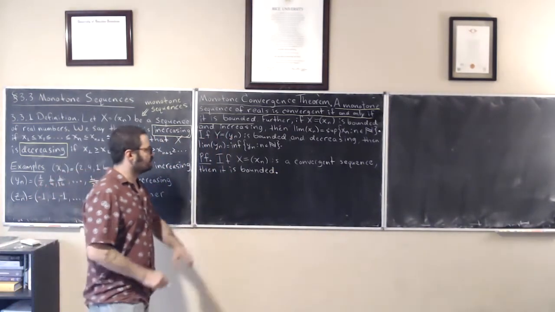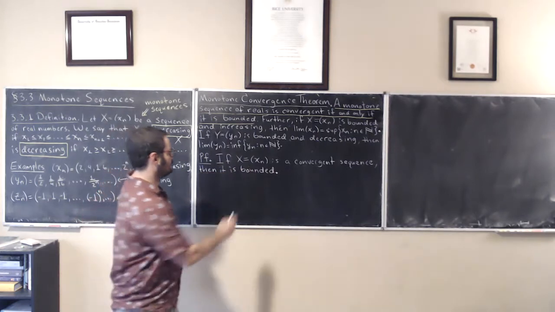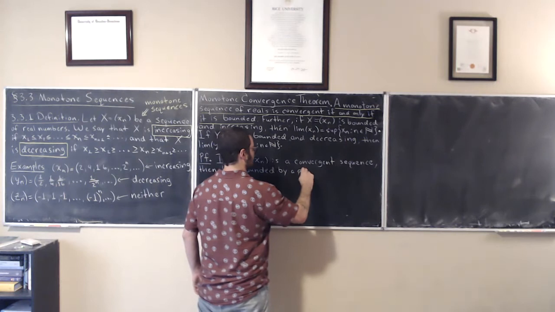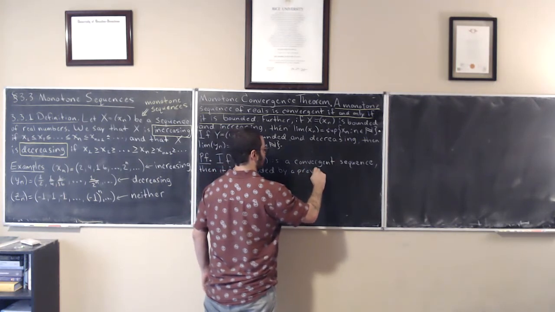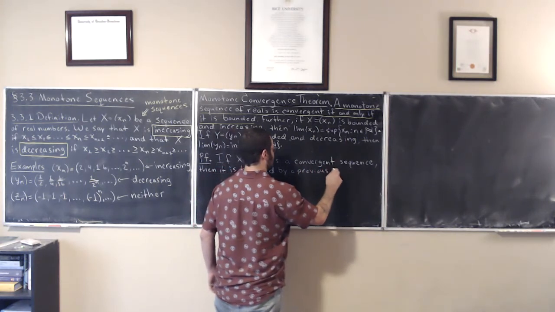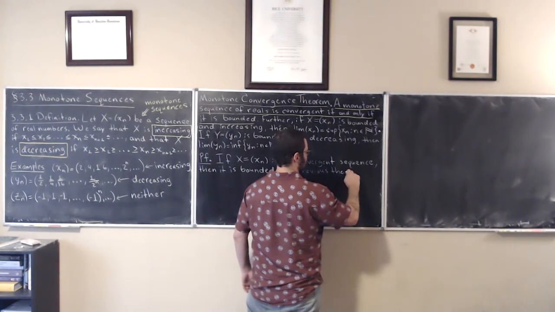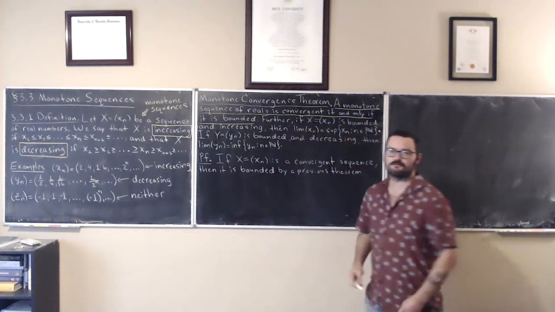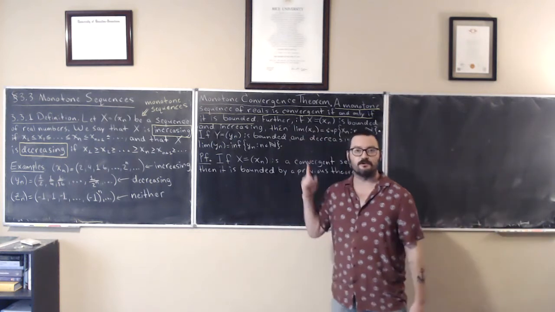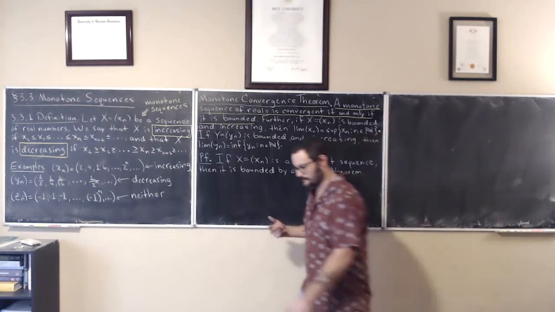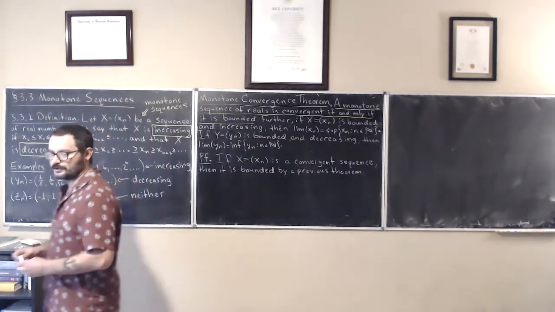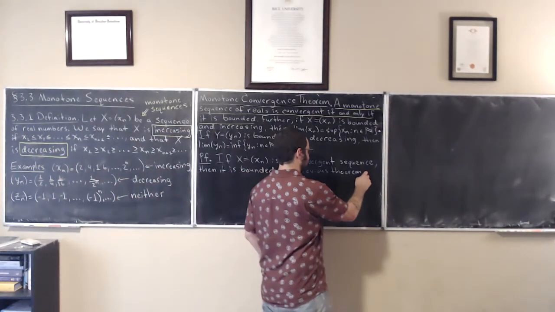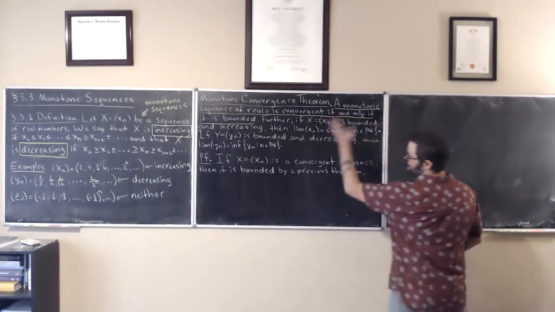If you haven't seen my previous lecture on this result, the way to show this is to assume that you have a convergent sequence, and then you can pick epsilon to be 1, use the definition of convergence, and then you show that the terms are indeed bounded. Okay. So that part of the theorem is done.